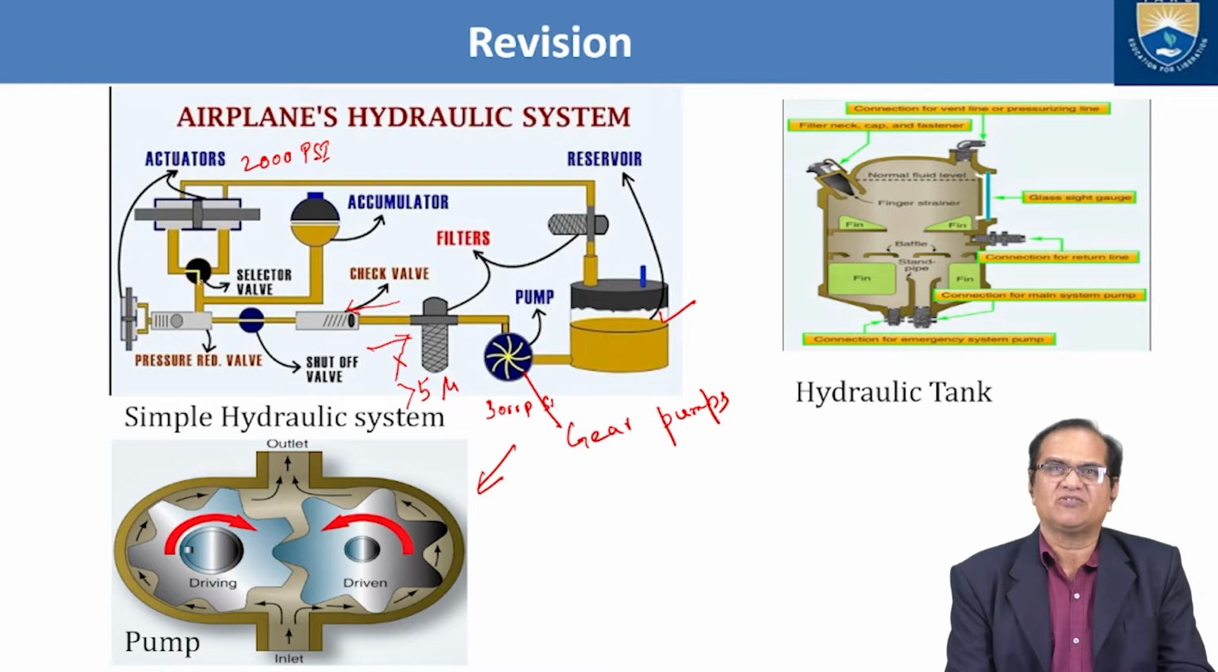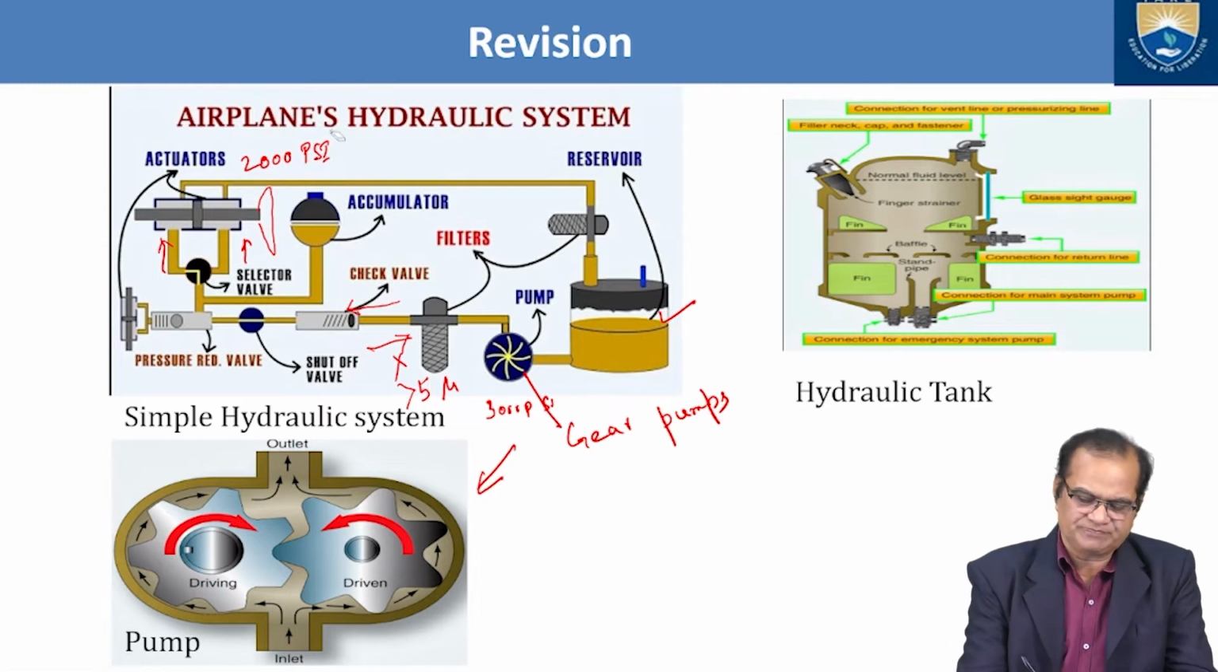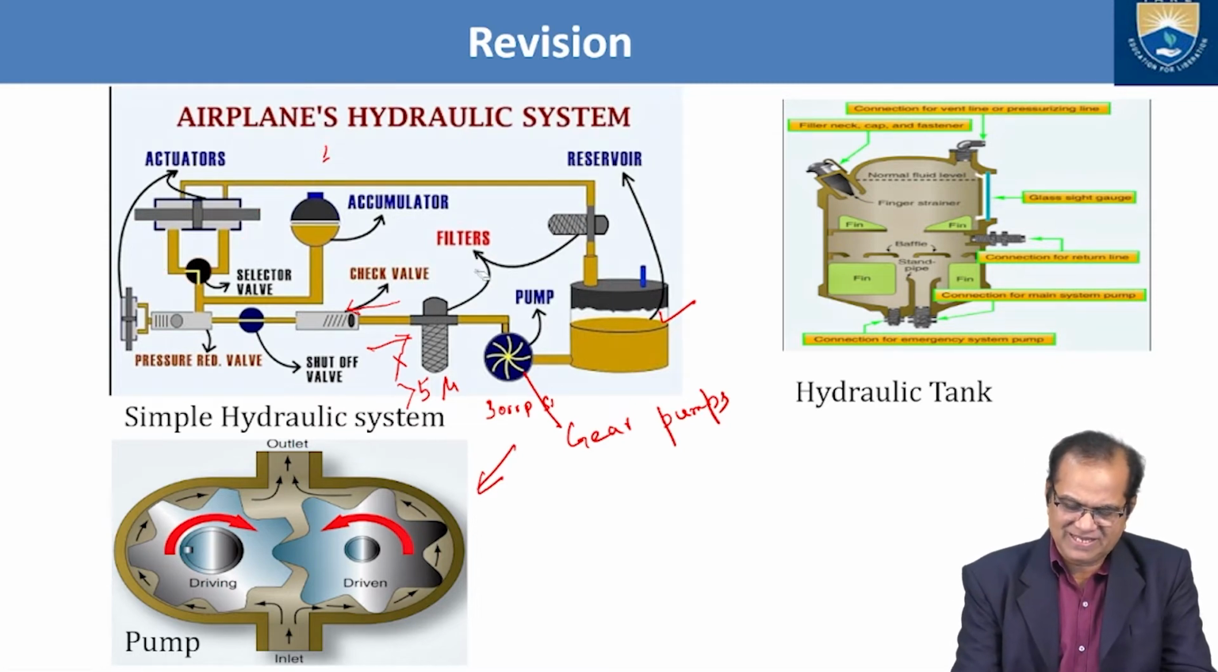And after this we have the selector. The selector makes the system work either in this direction or in this direction as per the requirement. So in this way actuators work, and they will move left or right, and here your aerofoils are connected, the elevator, rudder and other components, and these will move as per the requirement of the system.